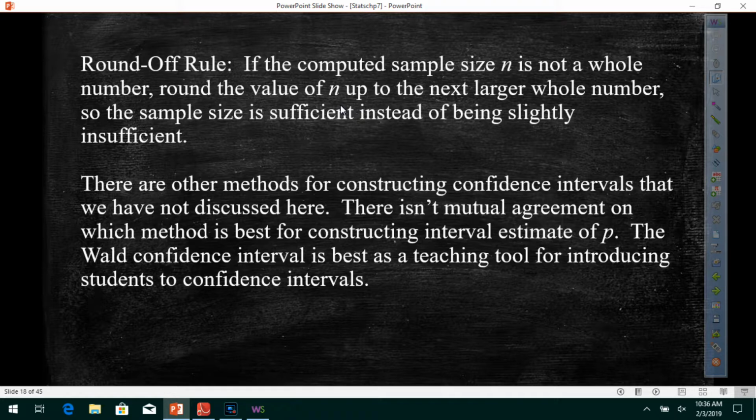There are other methods for constructing confidence intervals that we have not discussed here. There isn't mutual agreement on which method is best for constructing interval estimates of P. What we've been doing is the Wald confidence interval, and it is best as a teaching tool for introducing students to confidence intervals.